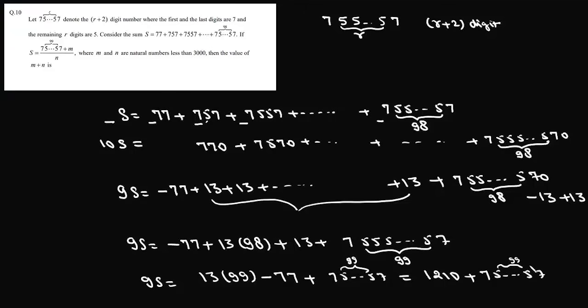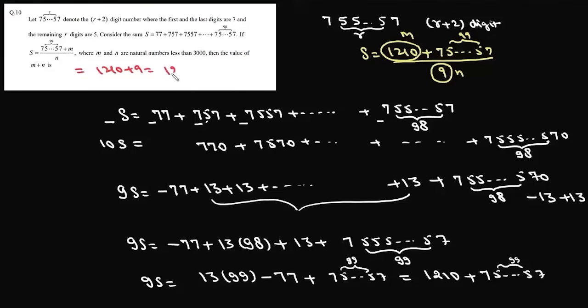or we can write this as 1210 plus 7, 5, 5, 5, 5, 99 times 7, whole divided by 9. Now we have put it in this form. Now this is your m and that's your n. We need to find the value of m plus n. So the value of m plus n is 1210 plus 9. So there will be 1219, and that is the answer to this question.